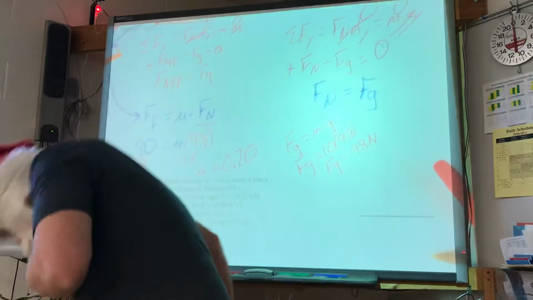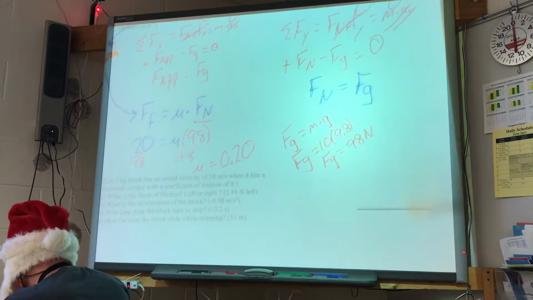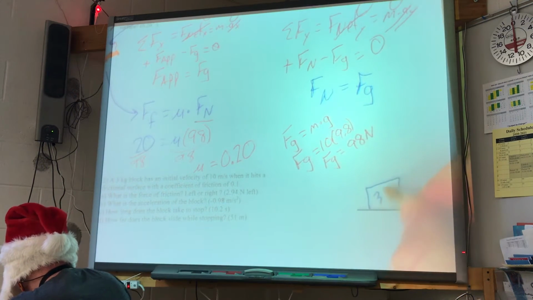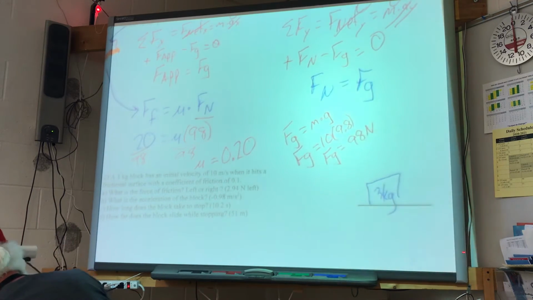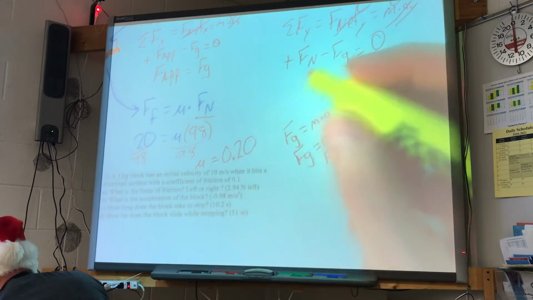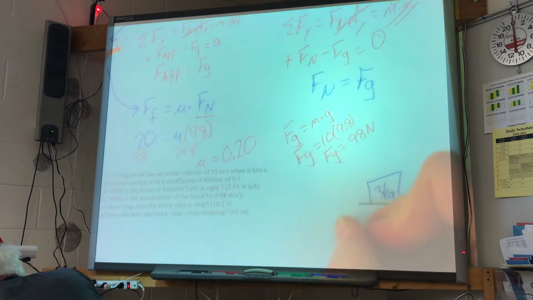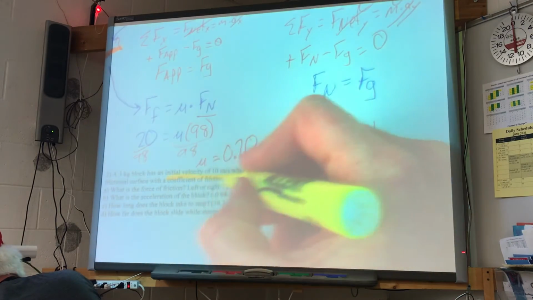Sorry about that. 3-kilogram object, kind of like putting that in there as a placeholder. Initial velocity is 10 meters per second when it hits a friction surface with a coefficient of friction of 0.1. I'm telling you mu is 0.1. That is not the force of friction, that is the coefficient of friction.